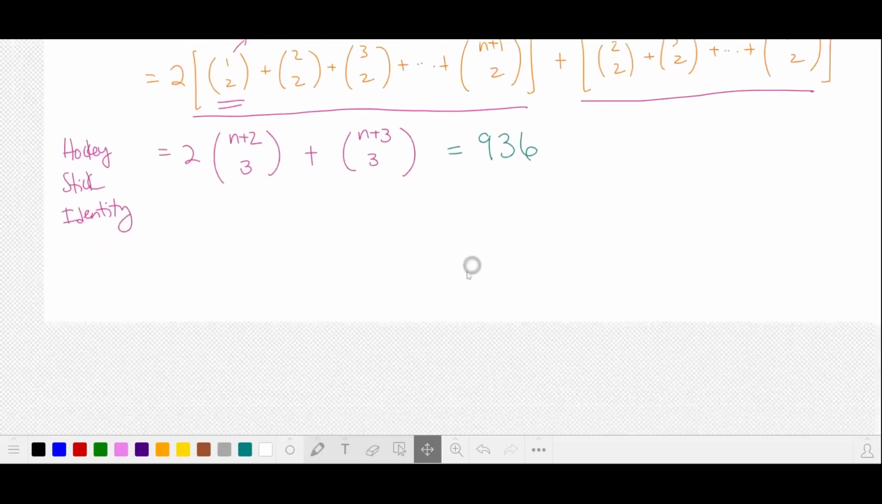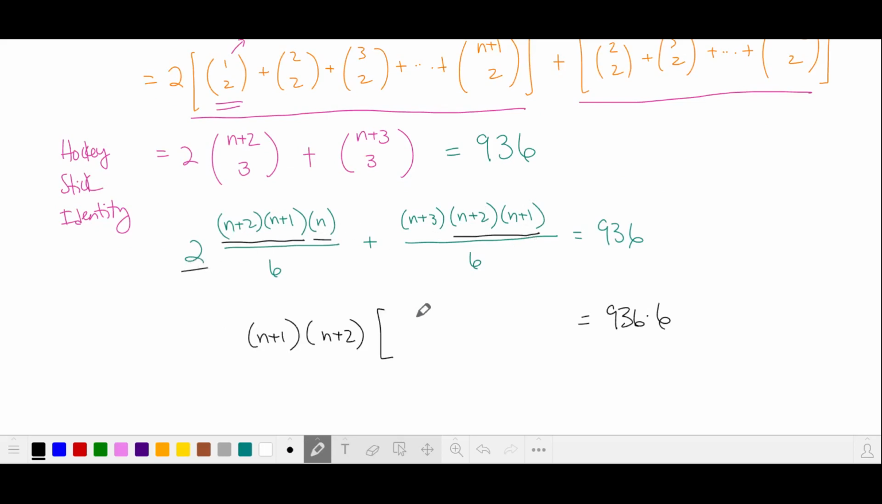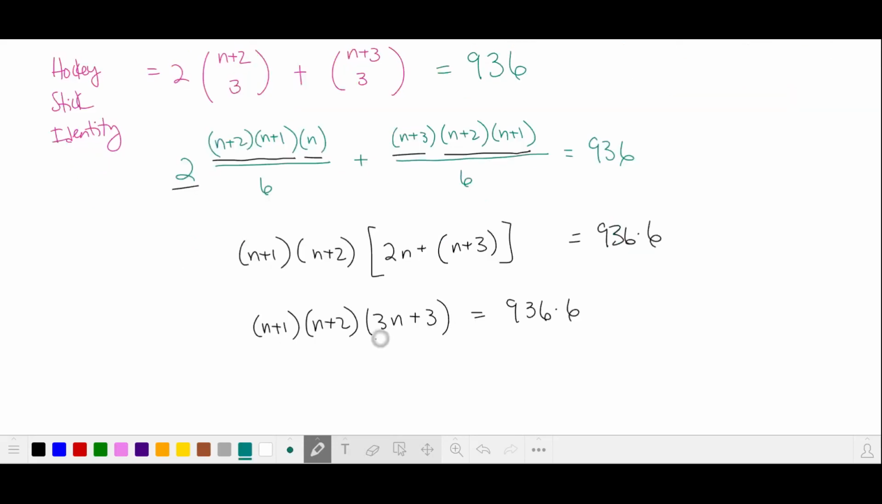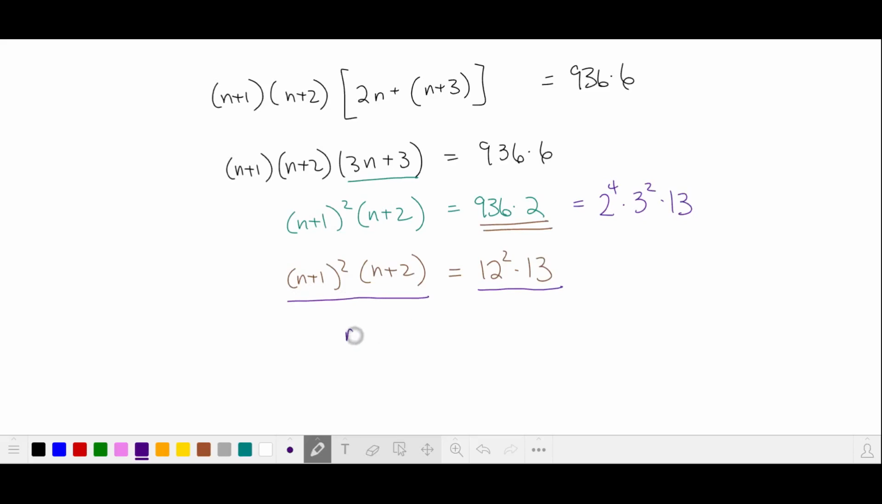So now we're going to solve for n. Using the formula, this denominator is 6. To get rid of the fractions, I'm going to multiply both sides by 6. And I notice I have common factors here in n plus 2 and n plus 1, so I'll factor those out. And I'm left with 2 times n from the first term and n plus 3 in the second term. I can divide both sides by 3, and I'll find the prime factorization of the left-hand side and see if I can find this perfect square. Combining the prime factors, I can match these up to n plus 1 squared and n plus 2. This gives me n equals 11, or option A.